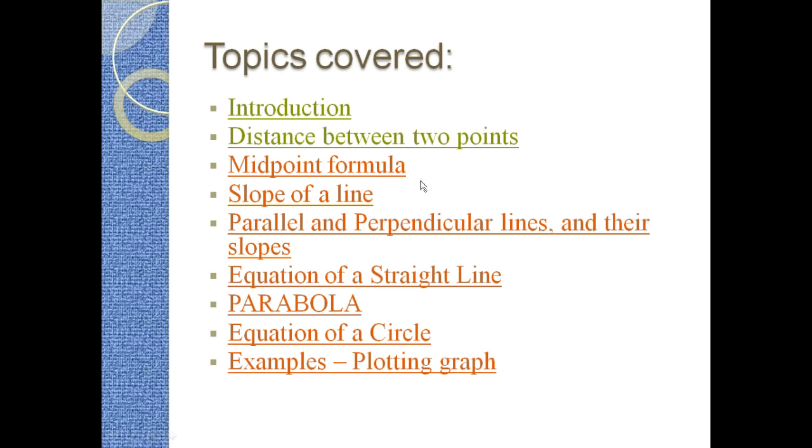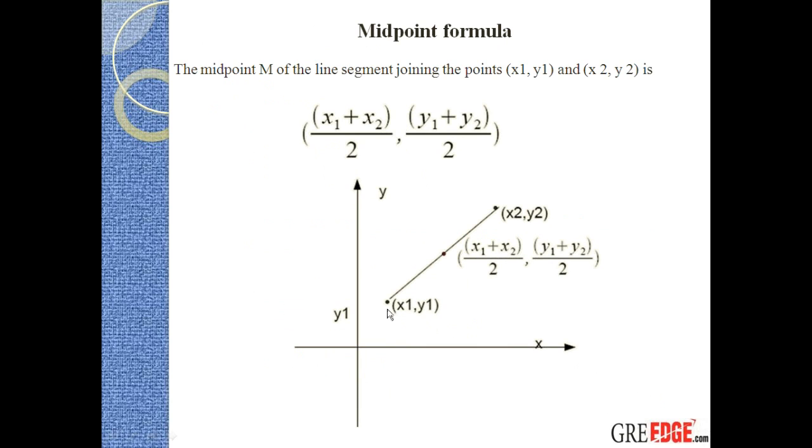Midpoint formula. Okay, so here let us see 2 points. One is denoted by x1 comma y1. The other is denoted by x2 comma y2. So we are to find the midpoint of the line segment joining these 2 points. The x coordinate is given by x1 plus x2 by 2 and the y coordinate of the midpoint is given by y1 plus y2 by 2. So just note down this formula.